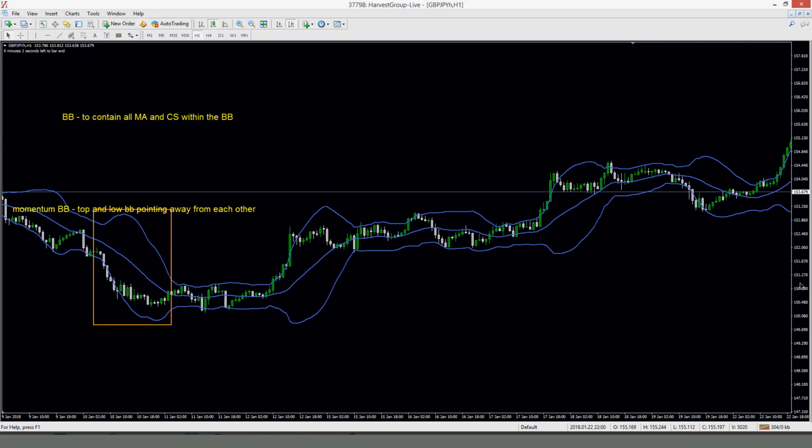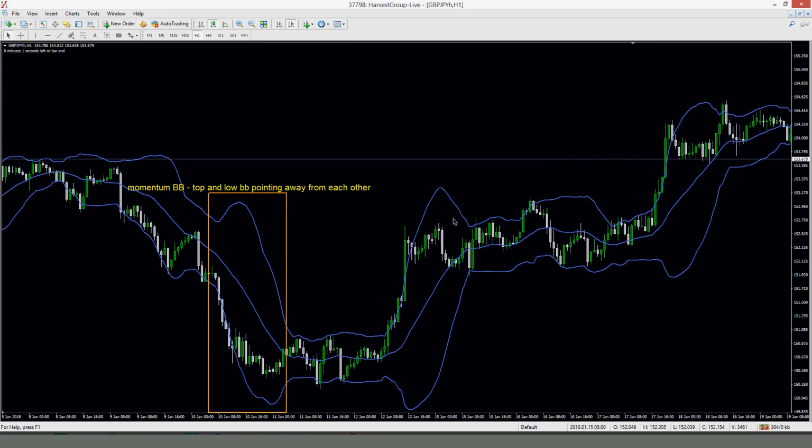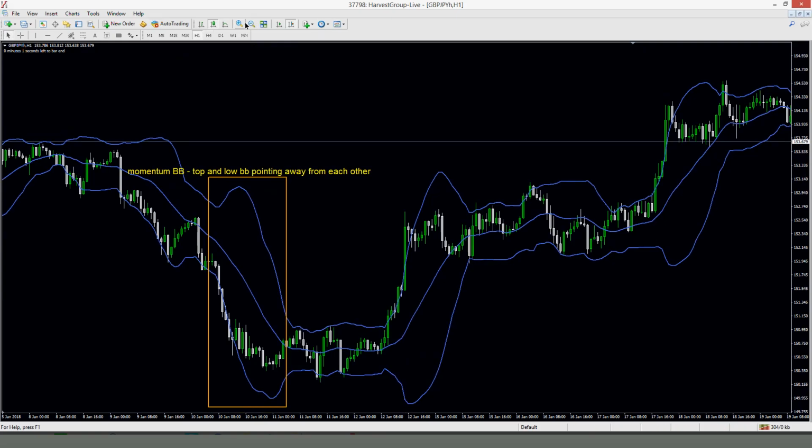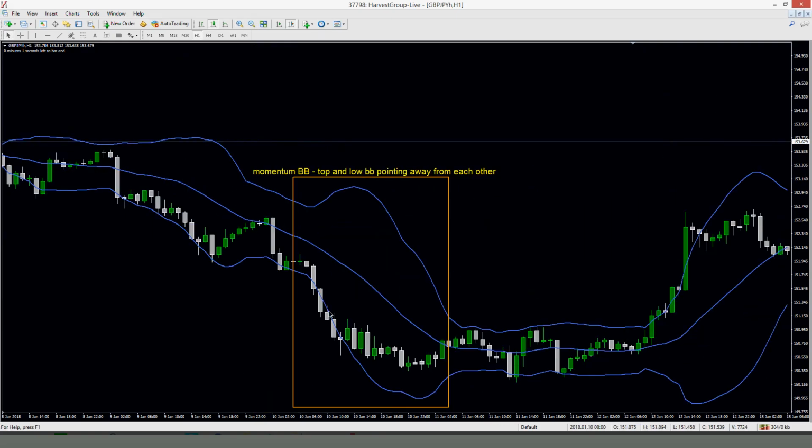Okay, let's continue back to the momentum Bollinger Band. As I said just now, in order to identify the momentum Bollinger Band, the top and low BB are pointing away from each other. In this example, the low BB points downwards and the top BB points upwards, and we have a candle that closes outside of the Bollinger Band.